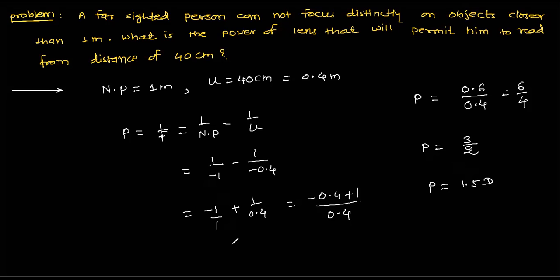So which type of lens should you use? Convex lens. Here only you should understand. Once he is a far-sighted person, definitely it will be a convex lens only, and the power will be plus. Okay. So note this down, try to understand, and let's stop here.